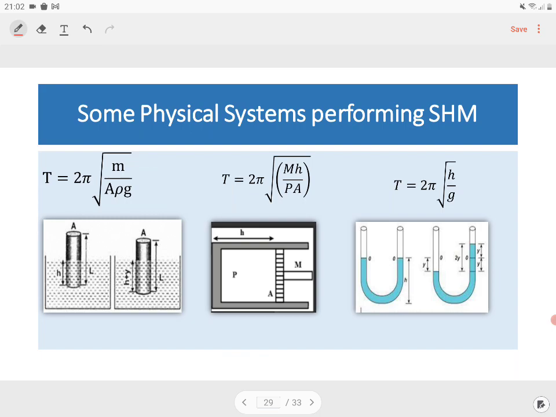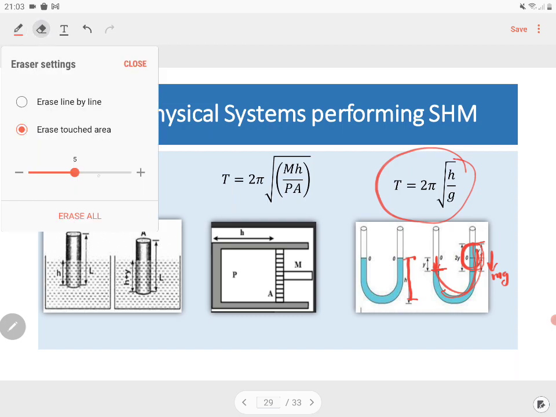Suppose you have taken a liquid in a U-shaped tube and slightly depress the liquid in the left limb, then the liquid level will rise in the right limb. This is some extra liquid beyond its level in the left limb. This extra liquid will have some extra weight. This extra weight will cause the entire liquid to oscillate. The time period of the oscillations of this liquid will be 2 pi root over h by g. h is the height of the liquid in one of the limbs.